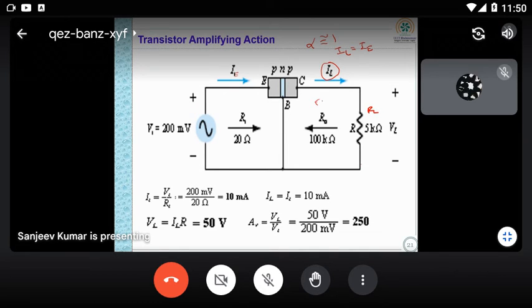Because this is your Z0 output impedance if I'm looking at this one. But I have to calculate or measure the voltage across the load resistor. So this current you have to find out across the load only. Sir, then what is that arrow?